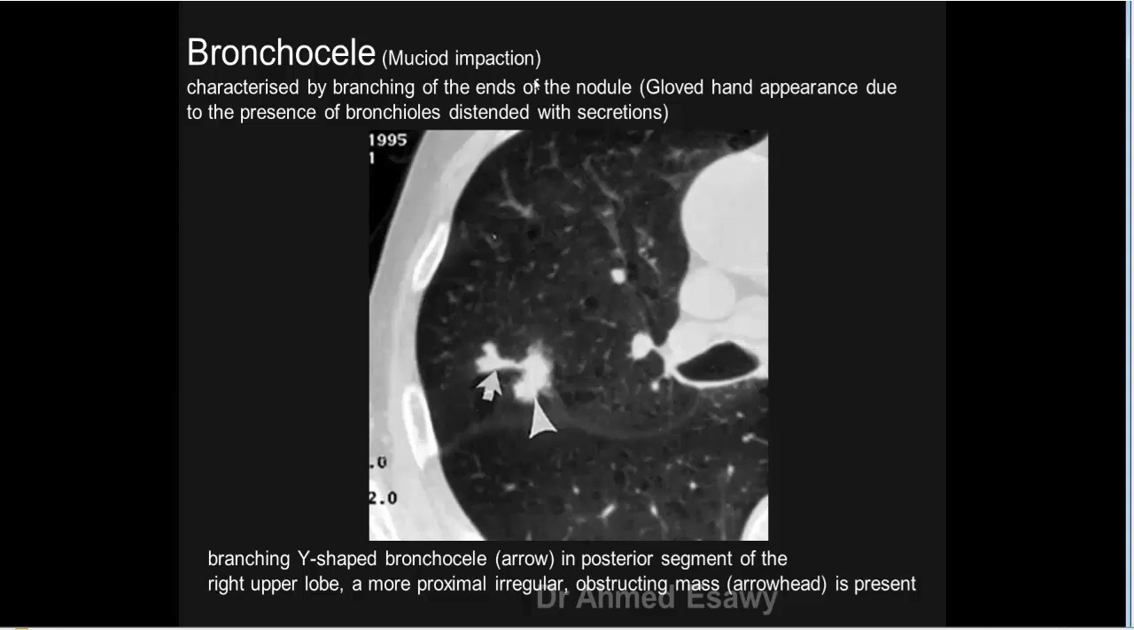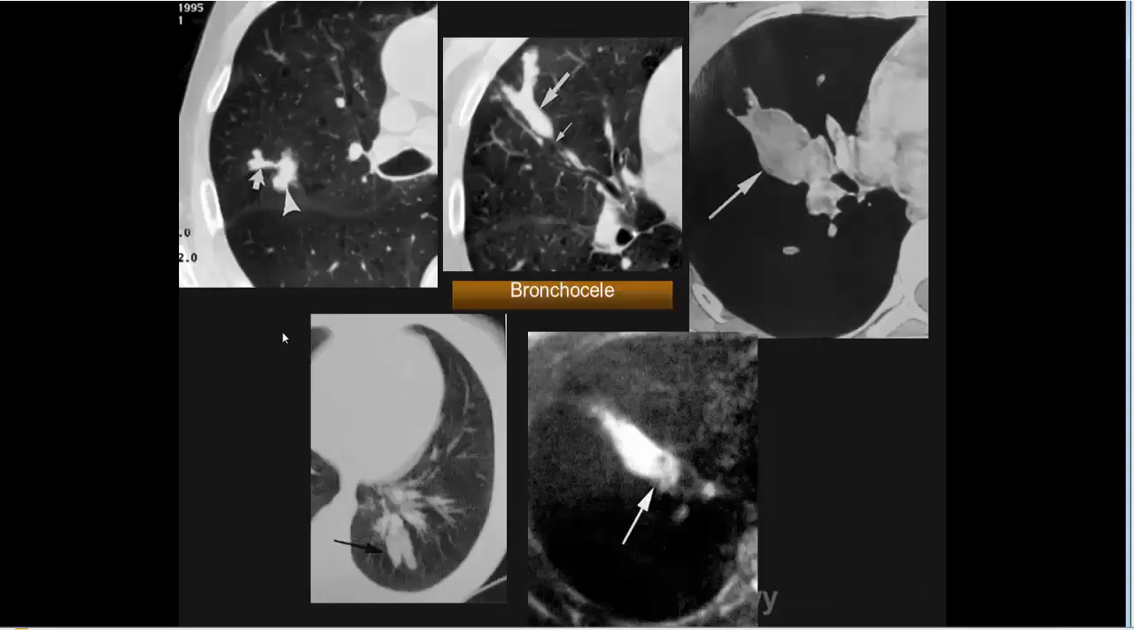Bronchocele is one of the congenital solitary pulmonary nodules. Bronchocele, meaning mucoid impaction, is characterized by branching of the ends of the nodule, gloved finger appearance, due to bronchi distended with secretion. Branching Y-shaped bronchocele in the posterior segment of the right upper lobe, with a more proximal irregular obstructing mass present. Bronchocele: branching finger-in-glove appearance, fluid containing, high signal in T2.